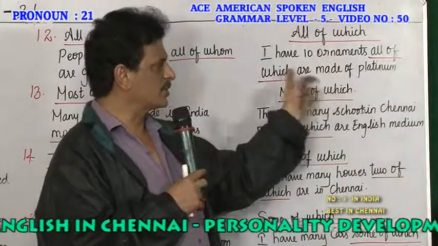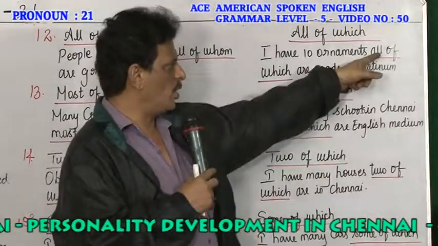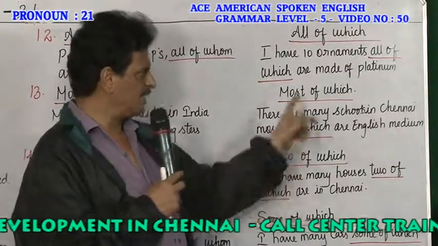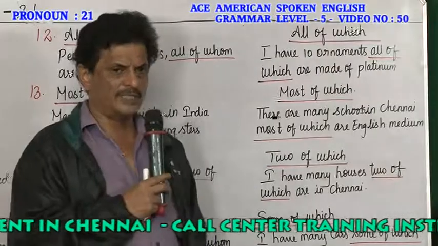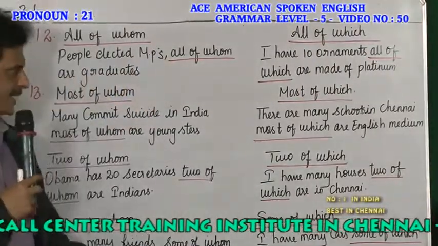So "are" is coming, so it becomes a sentence. One verb is there, then automatically it is a sentence. So all of which, here in this sentence, is the subject which reflects about the ornaments, the object. So, all of which are made of platinum. Hope you are able to get the sentence.